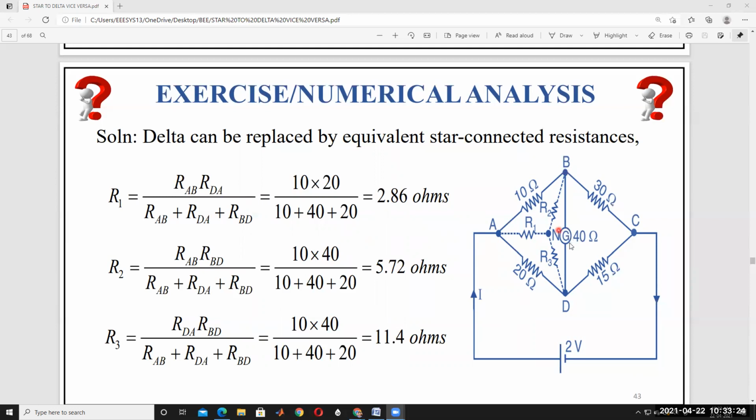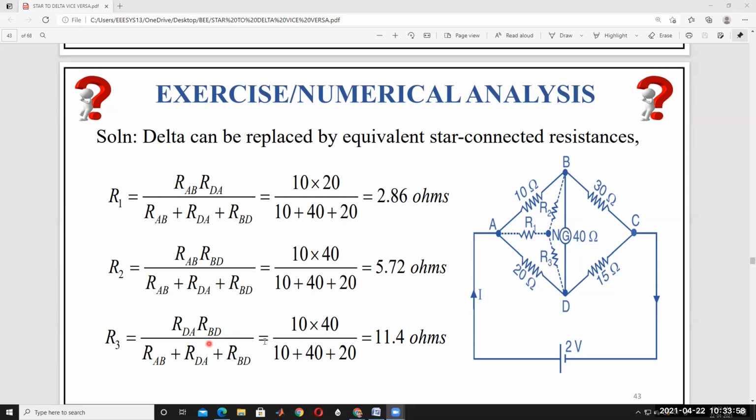Okay, here is one more resistor, that is also 40 ohm. Here there is R1 and then R2. So R2 is nothing but the multiplication of these two, this 40 ohm and 10 ohm, divided by the addition of all. Similarly, R3 is the multiplication of the 20 ohm resistor and the 40 ohm resistor, divided by the sum of these.